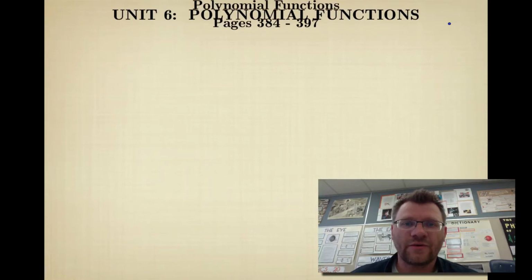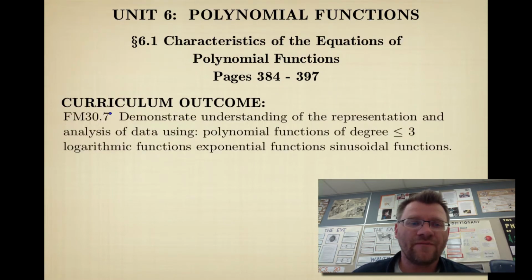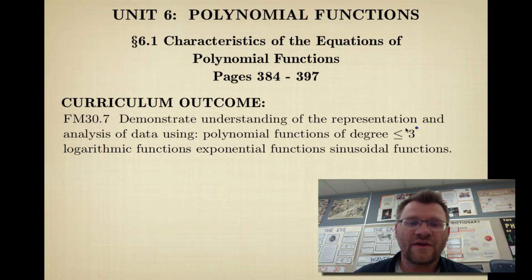We're starting Unit 6 today, which is polynomial functions, and 6.1 is characteristics of the equations of polynomial functions. That's on pages 384 to 397 in your text. Our curriculum outcome is to demonstrate understanding of the representation and analysis of data using polynomial functions of degree less than or equal to 3, and that's what we're doing today.